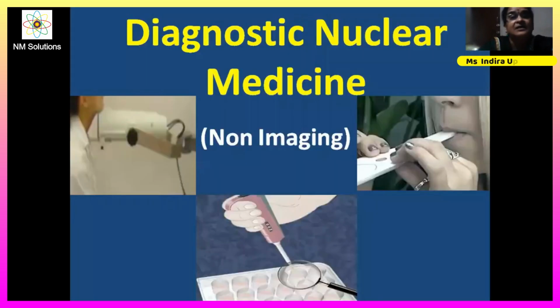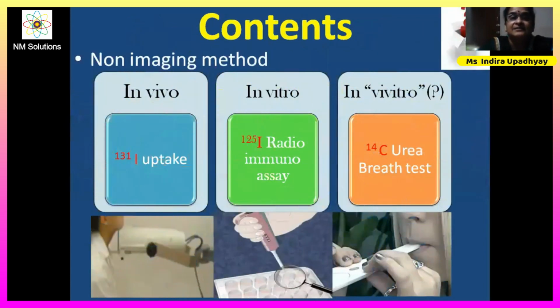We will need the counts, isn't it? So diagnostic nuclear medicine using non-imaging methods is the topic for today, where I can show you different methods. And that is like this. The in vivo, the example being Iodine-131 uptake using the probe method. And in vitro, that is 125 iodine radioimmunoassay. That is the biochemical estimation, biomolecular estimation using radiotracer.